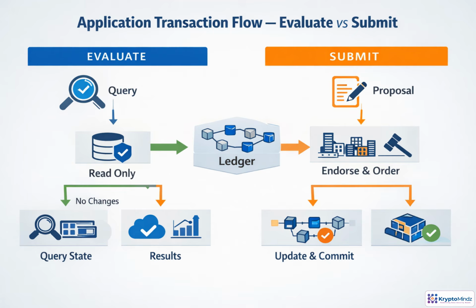Think of evaluate as asking the ledger a question. The application sends a query, receives the current state or a computed result, and nothing is ordered or committed. Reads stay fast because they avoid unnecessary network work. Submit is for something different: a proposed state change that requires endorsement, ordering, validation, and commit. The application design rule is simple: evaluate for reads, submit only when the ledger must change.